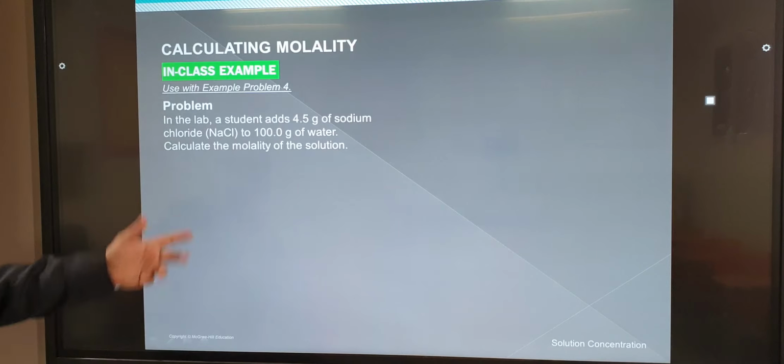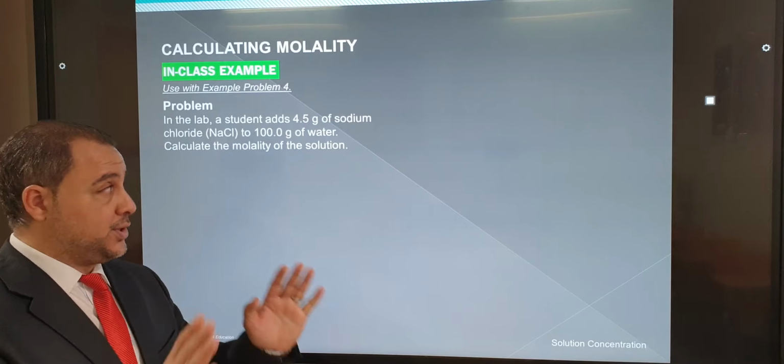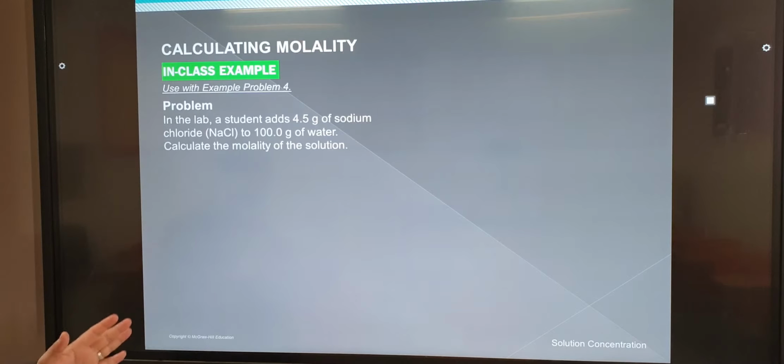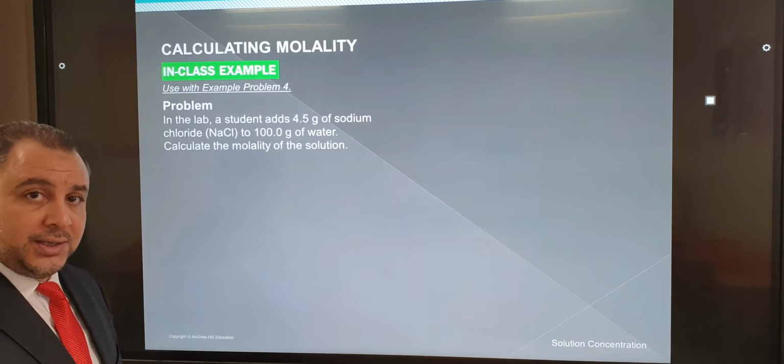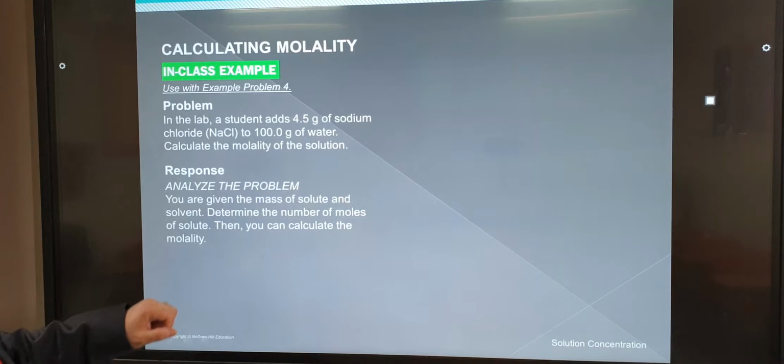After that, how can we answer this problem? In the lab, students add 4.5 gram of sodium chloride, NaCl, to 100 gram of water. Calculate the molality of the solution. First, the known and unknown. We must determine the known parts and unknown, and write the rules that we are going to use. You are given the mass of solute and solvent. Determine the number of moles of solute, then you can calculate the molality.